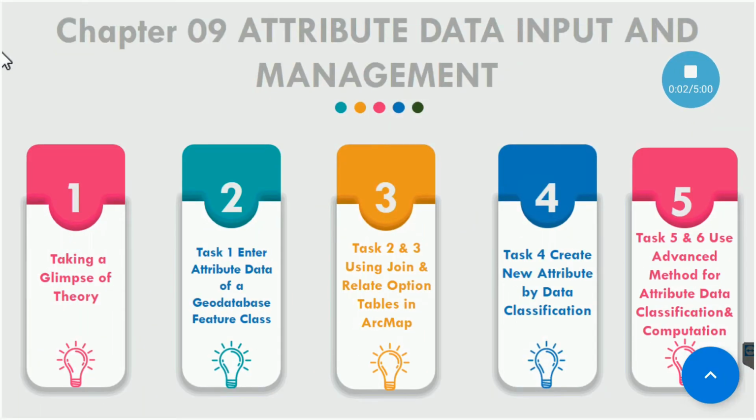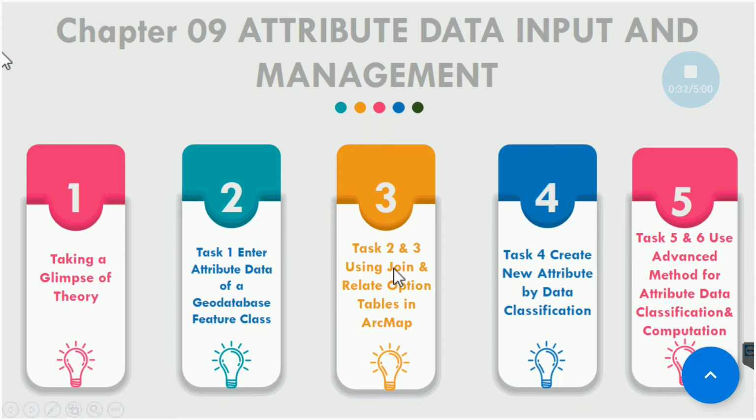Bismillahirrahmanirrahim. This is our lab that is related to chapter 9 of the Chang book, and this lab is basically about attribute data input and its management. We will follow a timeline, taking a glimpse of the theory from the book chapter, and then we will perform 6 tasks. First one will be entering the attribute data of a geodatabase feature class.